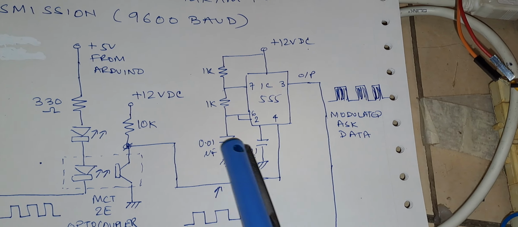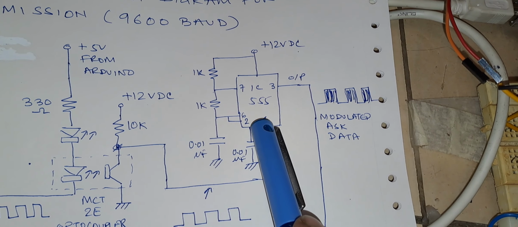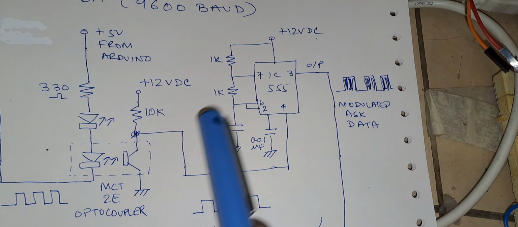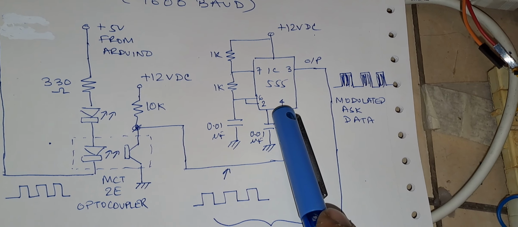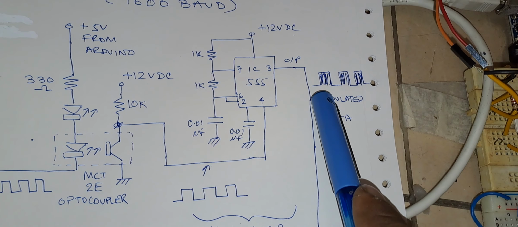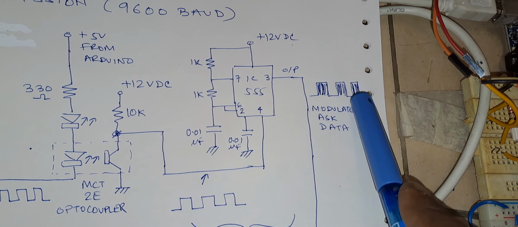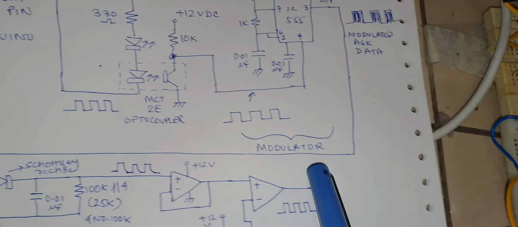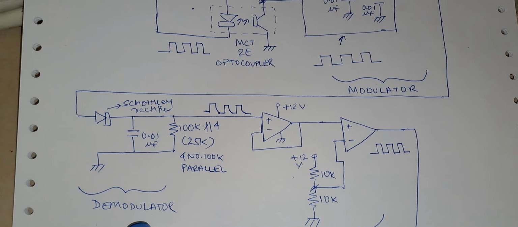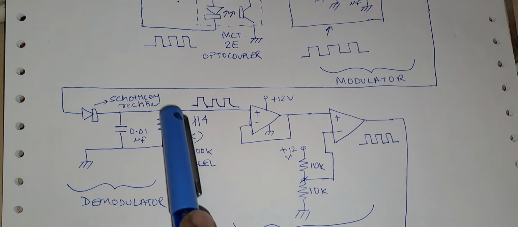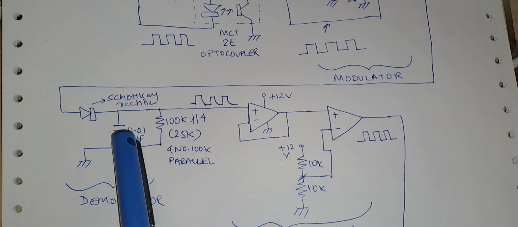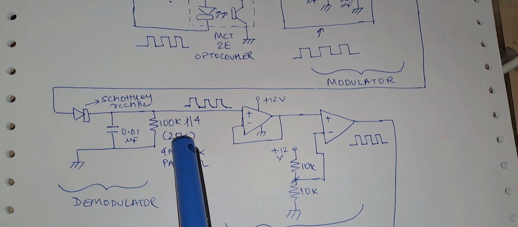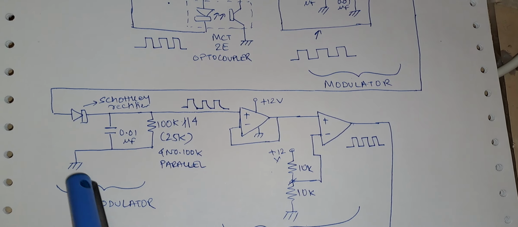The 555 timer IC is acting as the astable multivibrator, but basically it is the modulator. So this is the signal that is sent to the modulator. And finally, from pin number 3, you can see this is the ASK signal, amplitude shift keyed signal, coming out from the 555 timer IC. This signal is coming here and it is fed to this demodulator. You can see this part is the demodulator. Here is the Schottky rectifier, 0.01 microfarad and 100K into 4 parallel resistances, 25K equivalent resistance. So this is the demodulator.